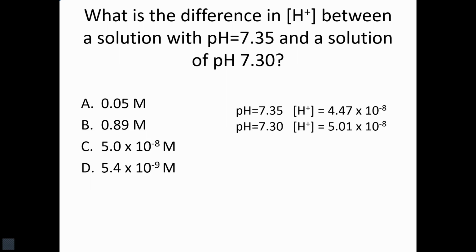So if you would like to check your work, the proton ion concentration for a pH of 7.35 is 4.47 times 10 to the minus 8th. Notice that is smaller, as we predicted, than the pH of 7.30, which we would say is more acidic, so it has more protons in it, which has 5.01 times 10 to the minus 8th molarity of proton ions in solution. The difference between those two, notice, is in the decimal spot, which is 0.9 or 10 to the minus 9th. So the answer is 5.4 times 10 to the minus 9th.